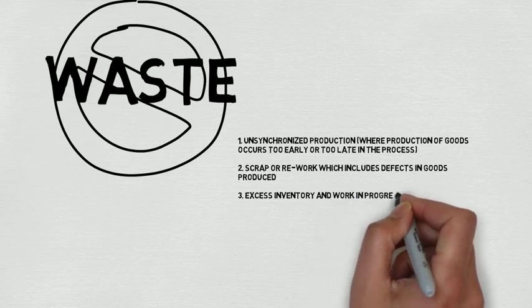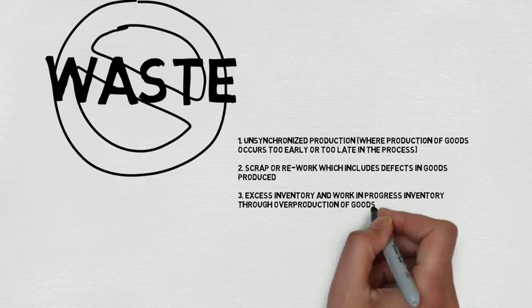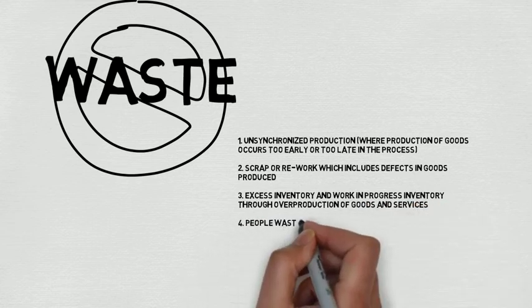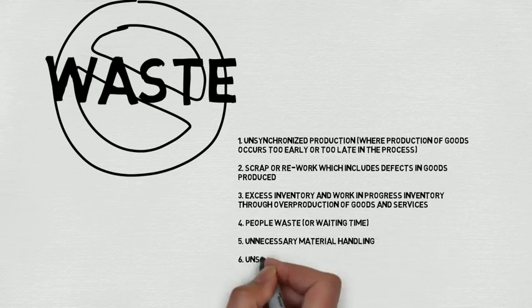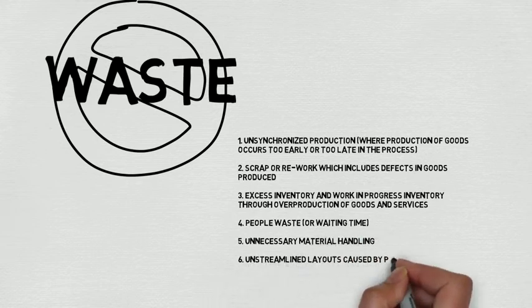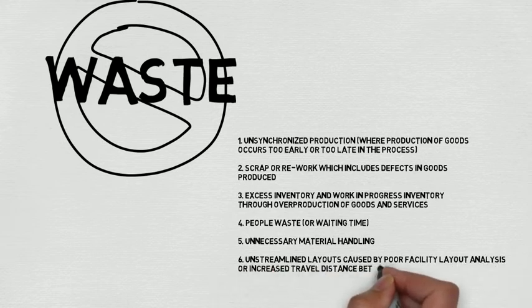3. Excess inventory and work-in-progress inventory through overproduction of goods and services. 4. People waste or waiting time. 5. Unnecessary material handling. And 6. Unstreamlined layouts caused by poor facility layout analysis or increased travel distance between departments.